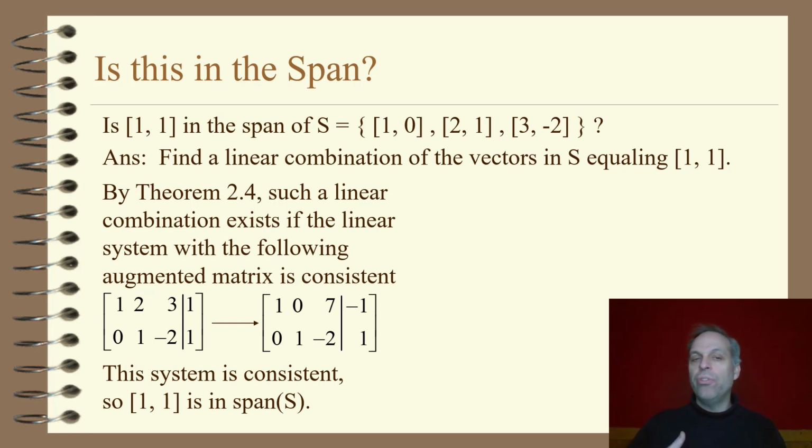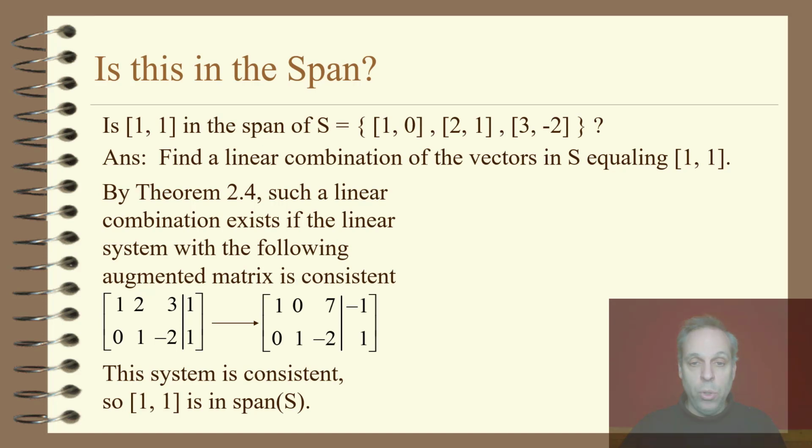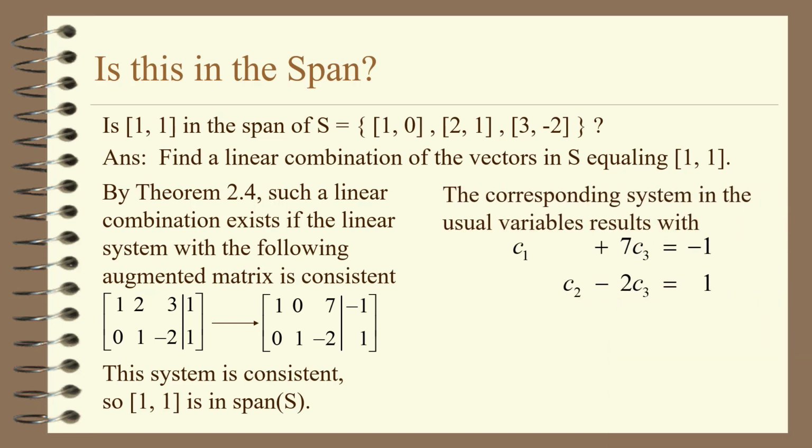But if you want to go a step further, I know it's in the span. That means it is a linear combination. That means that I can figure out one such linear combination that adds up to 1, 1. To do that, I actually have to go through the process of solving the system, which I've done all the work, really. I just have to look at what is the corresponding system using the constants C1, C2, C3.